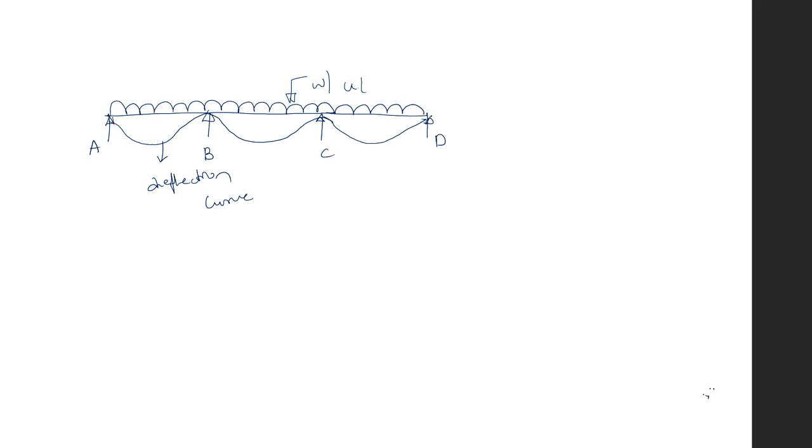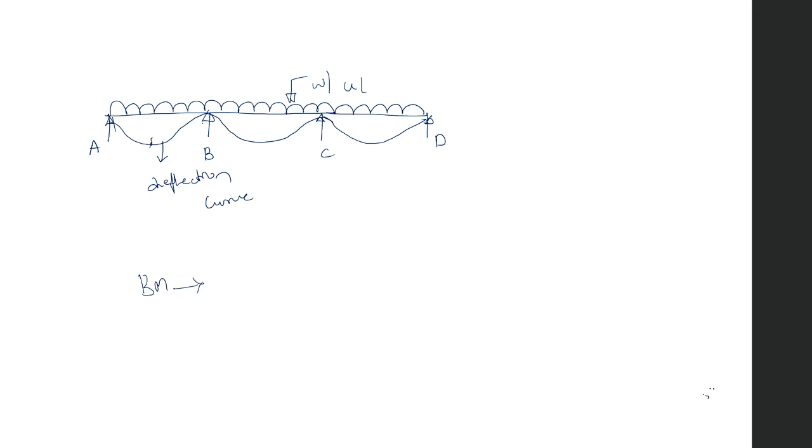Here you have to observe that the deflection at the end supports A and D will be different, at the intermediate supports it will be different, and at the mid of the span it will be different. The deflection curve has convexity upwards over the intermediate supports and concavity upwards over the mid of the span.